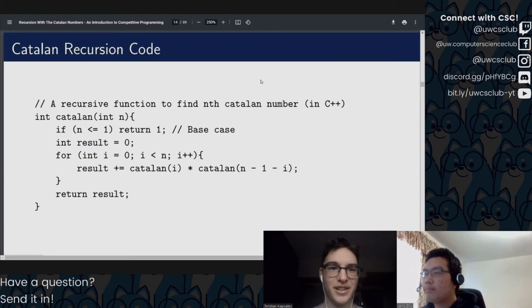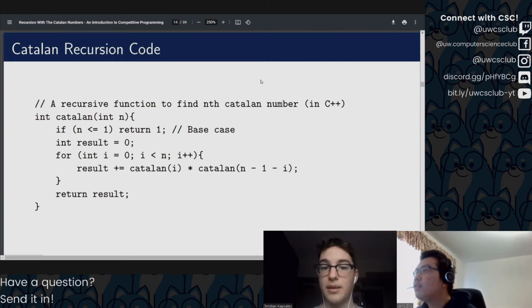All right, thanks, Yanni. So here's the Catalan recursion code. We have a function called Catalan, which takes in an integer n. The base case is simply if n is less than or equal to 1, we return 1. Then we have a variable called result, and that's just a summation of the Catalan numbers. Now we have result plus equals Catalan(i) times Catalan(n minus 1 minus i). This is representative of the mathematical formula, and then we just return the result, which is the nth Catalan number.